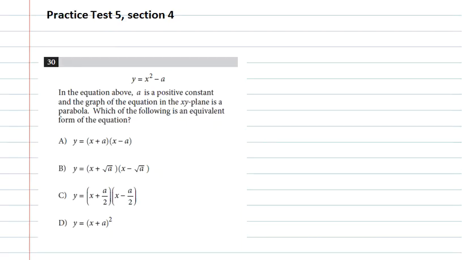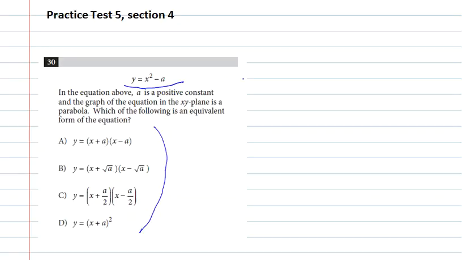Okay, so this is also sort of a quadratic equation type, not exactly, but I wanted to throw it in there because it's a very important formula you need to know. So in the equation above, a is a positive constant and the graph of the equation in the xy plane is a parabola. Which of the following is an equivalent form of the equation? So this equation is the same as one of these four. Which one is it?